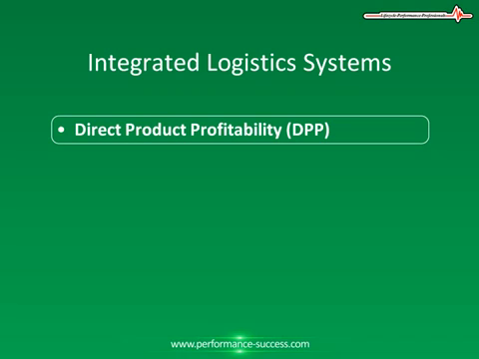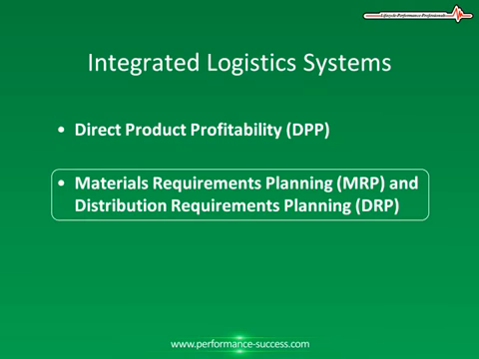In this way, areas of inefficiency throughout the whole logistics operation can be identified. DPP techniques can identify the cost of specific products to individual customers and so provide invaluable information for effective marketing strategies. Materials Requirements Planning, or MRP, and Distribution Requirements Planning, DRP.